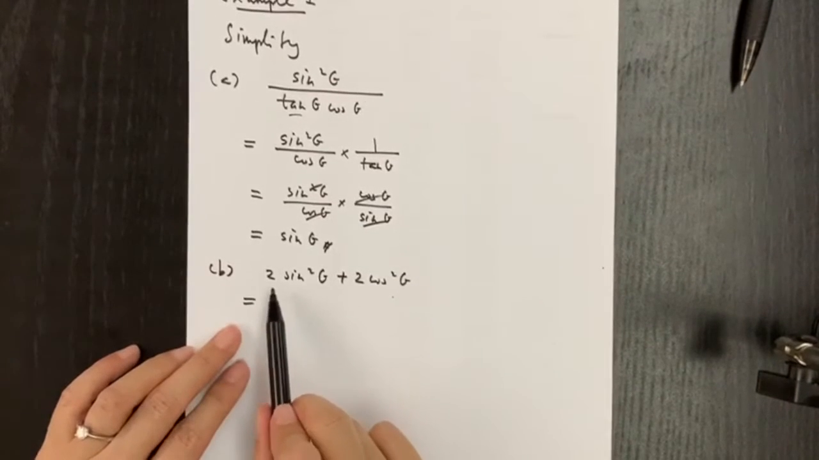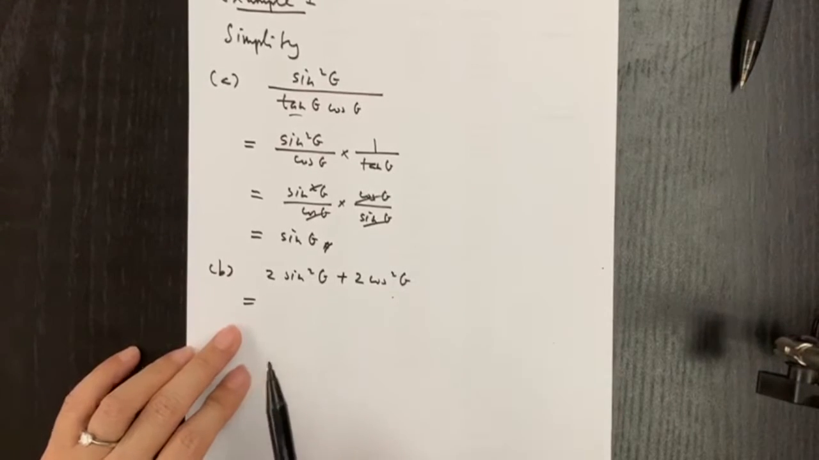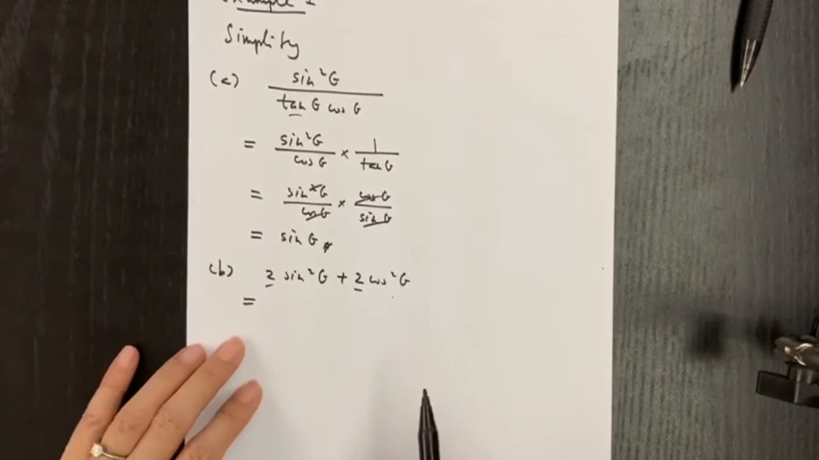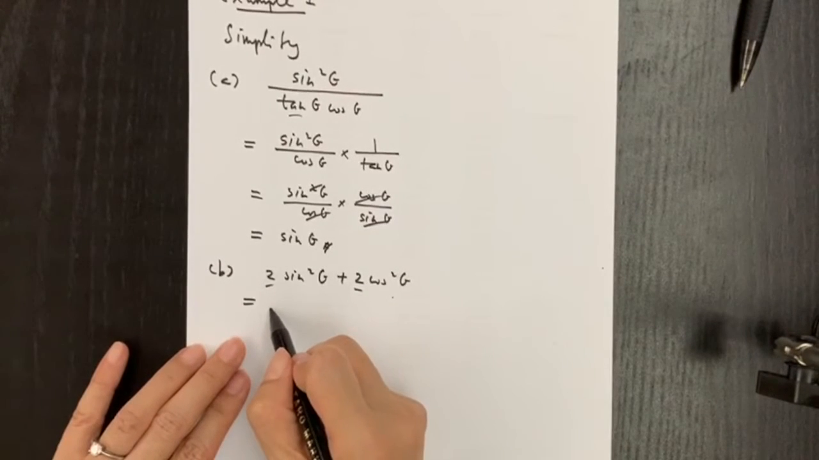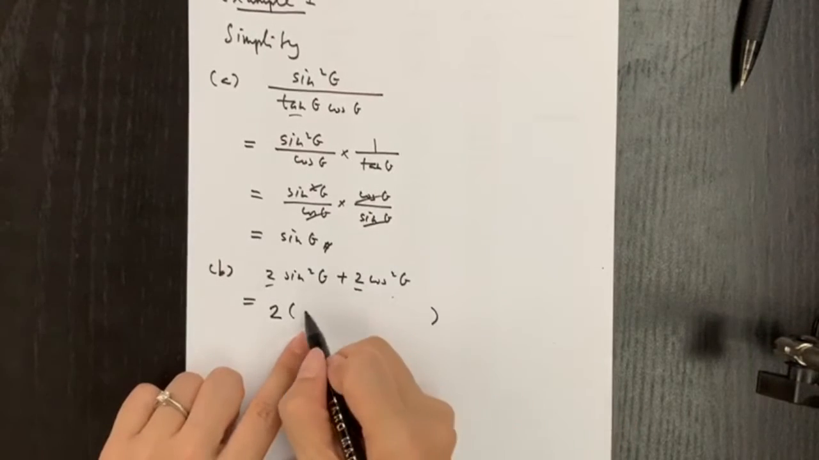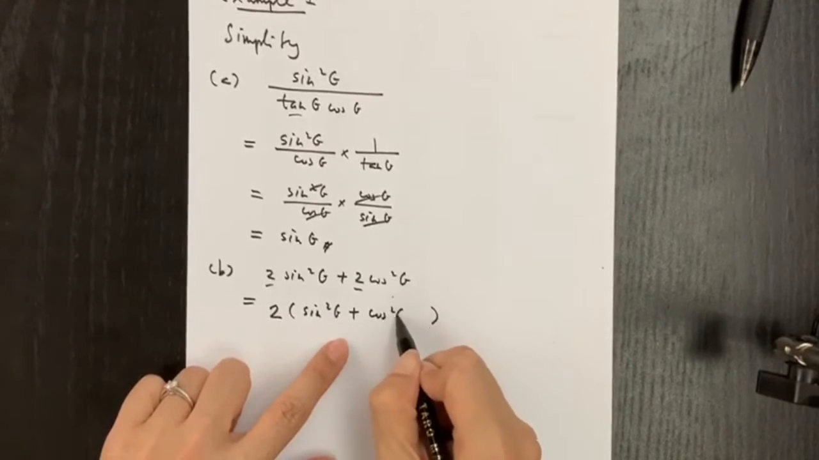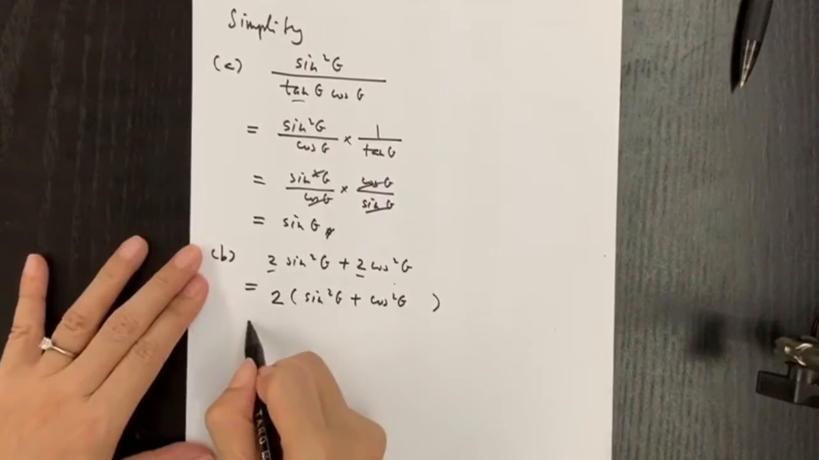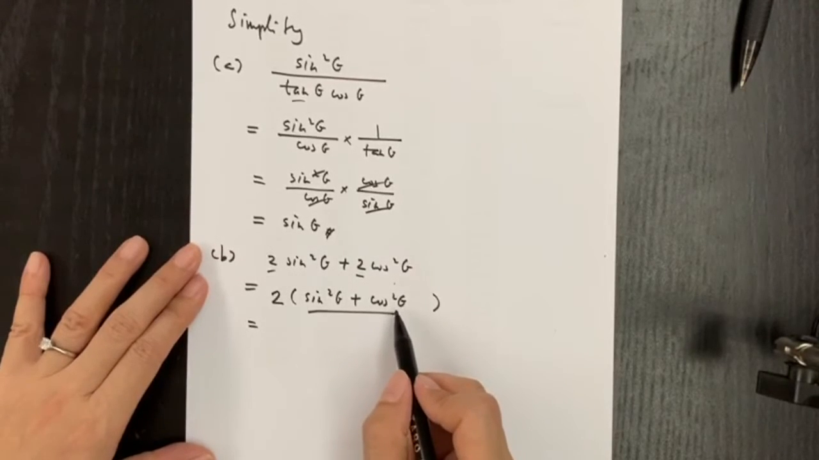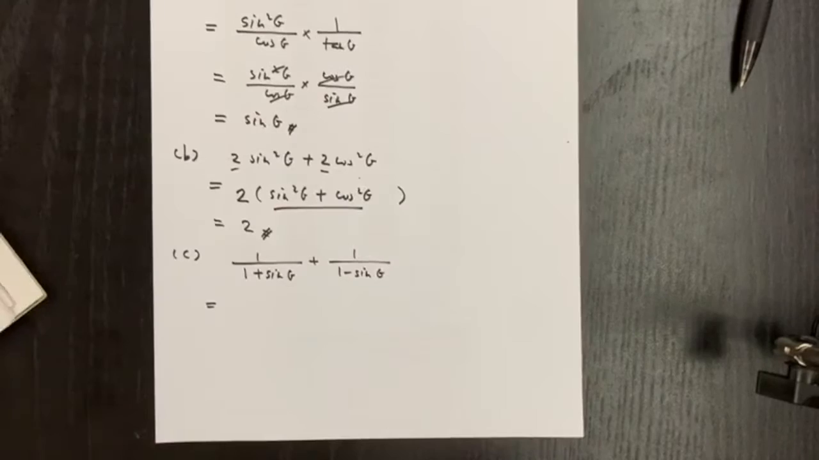Okay, how about this one? 2 sine squared theta plus 2 cosine squared theta. Is there any common factor? Yes, 2 and 2 is the common factor, so I can do factorization. I remove these 2 out and then use brackets. Therefore, what's inside? I have sine squared theta inside the brackets plus cosine squared theta. Remember, sine squared theta plus cosine squared theta is equal to 1. So 1 times 2 is 2. Okay, so this is it.